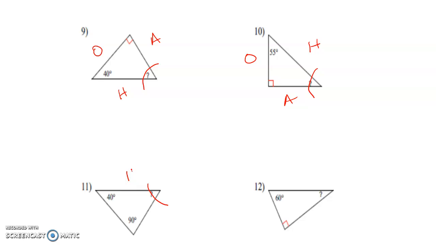The 90 degrees is across from my hypotenuse. I know it doesn't look it, but it's been labeled. There's my adjacent and my opposite. Arc your angle of interest. Hypotenuse, adjacent, opposite.